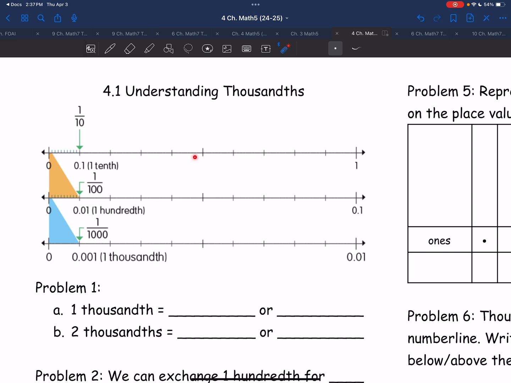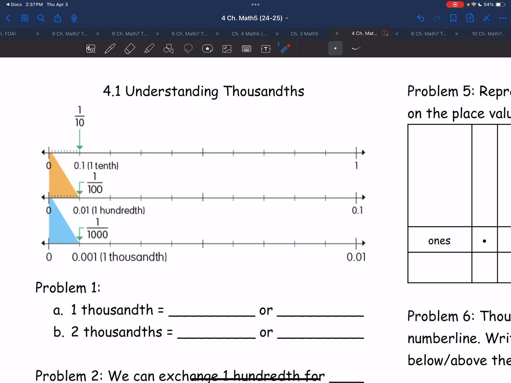So let's look at this first number line. Think about how many equal parts are in the first number line. The answer is 10. 1, 2, 3, 4, 5, 6, 7, 8, 9, 10. What is the value of each part? Well, each part is worth 1/10. So we're skip counting by tenths here. So 1 part of 1 whole that is divided into 10 equal parts is 1/10.